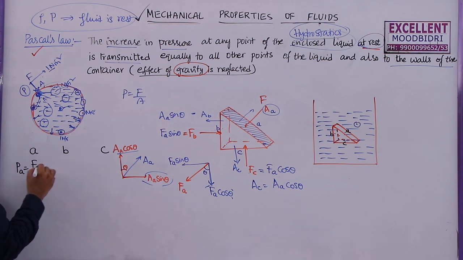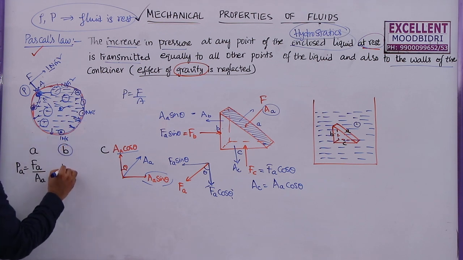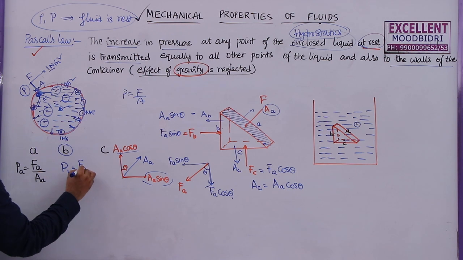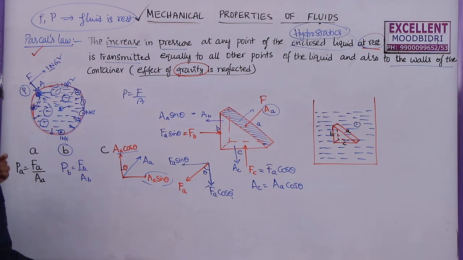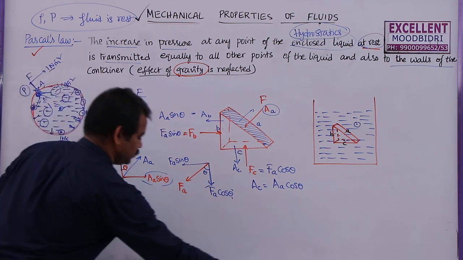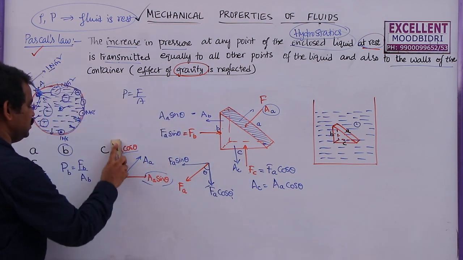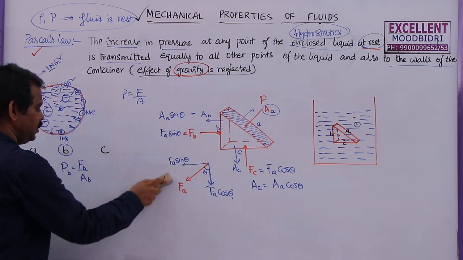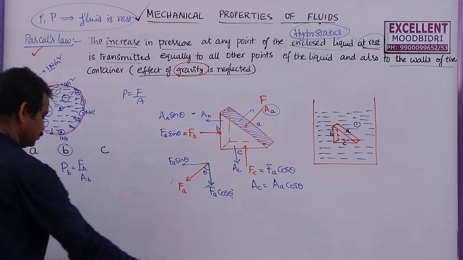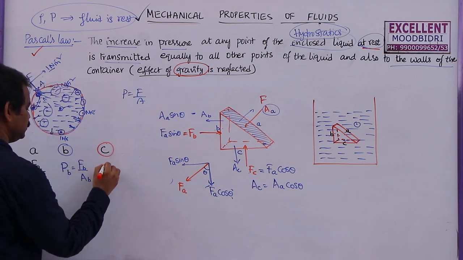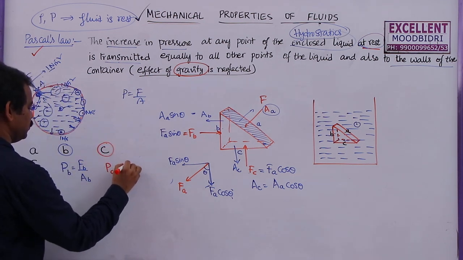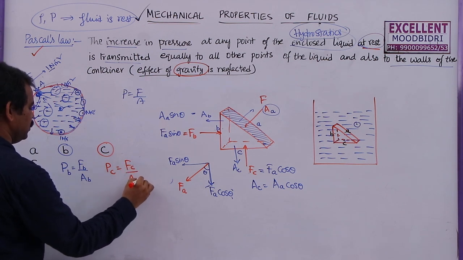And what is PB? P at B is given by the force at B by the area of the surface at B. And similarly, what is PC? PC is given by FC by AC. So I'm going to write this at C. Pressure at C is given by FC by AC.